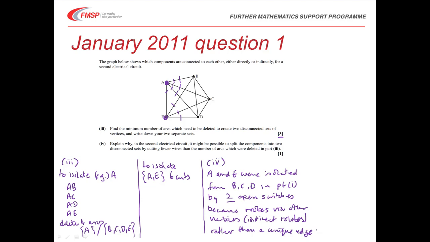So it paid to spot that the second half of the question was linked to the first part of the question. A and E were isolated by 2 open switches because connections were possible via other vertices by indirect routes, rather than there always having to be a unique edge to be cut.